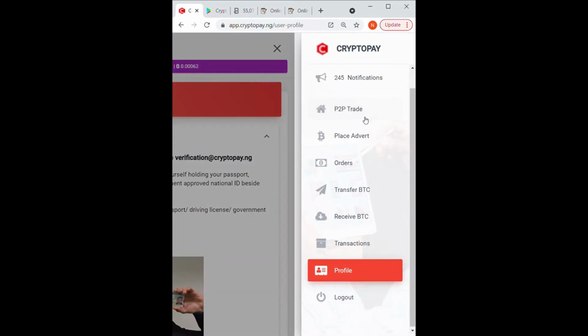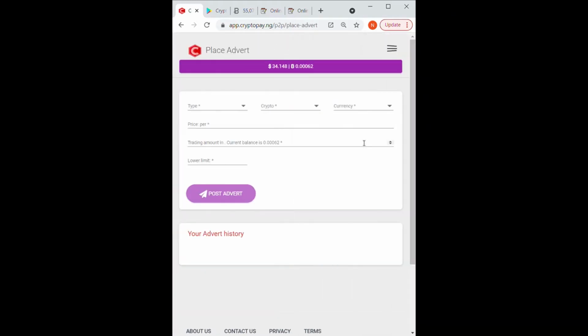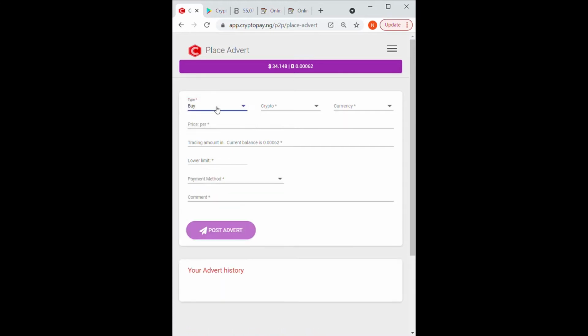Menu, you go to place adverts. So the first option is type. It's asking you what kind of adverts you want to place. The first one is buy, the second one is sell. Buy simply means you want to buy Bitcoin from people, and sell means you want to sell Bitcoin out. Maybe you have some Bitcoin in your wallet, and you want to post an advert for it for a particular rate, and then people can buy from you or sell to you. So we'll use buy for now as the first option.